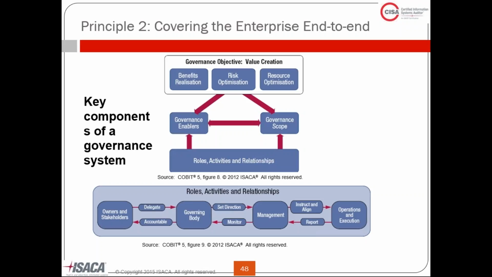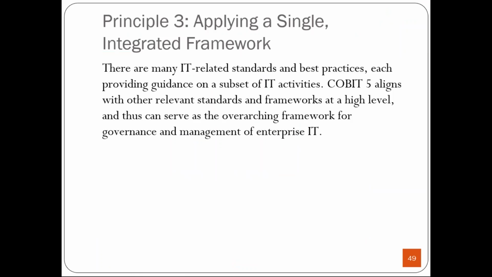These are some of the key components of a governance system. Principle number 2. I'm not going to over talk about this. All I want to do is point out that what you have is the governance objective of the entire company, the value creation of the company, and you have these different roles and activities. I don't want to over freak out about this.